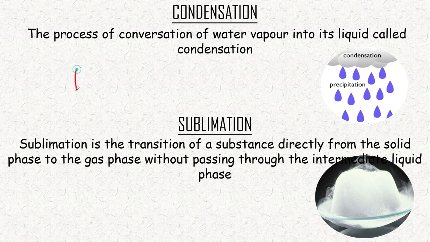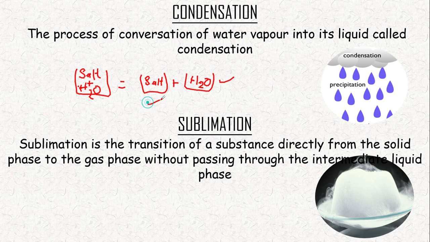Here when you boil salt and water, that's salt plus H2O, when you boil these two, then you will get salt and water separately. When you condense the vapors, you will get water, and the leftover residue is salt.